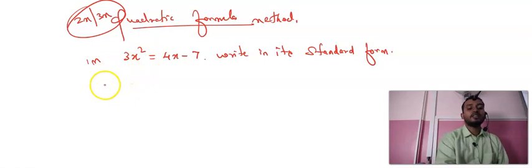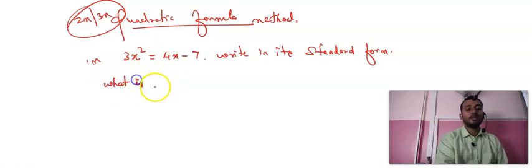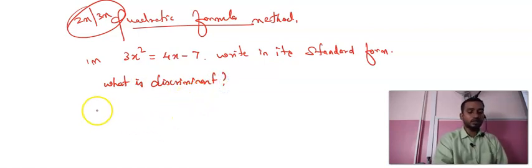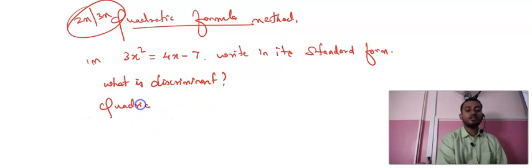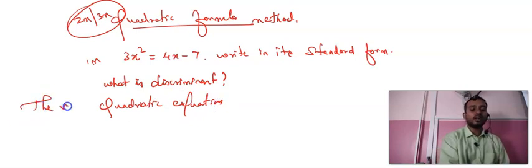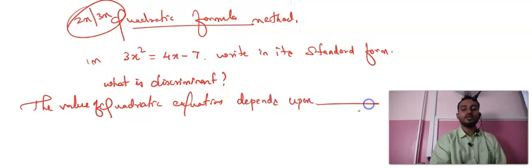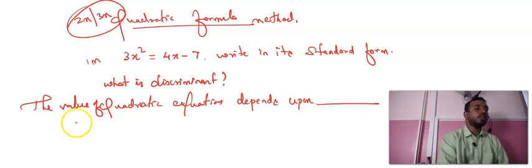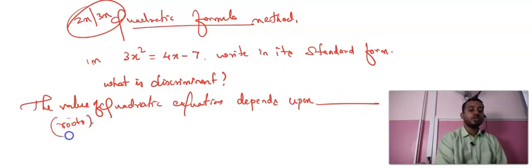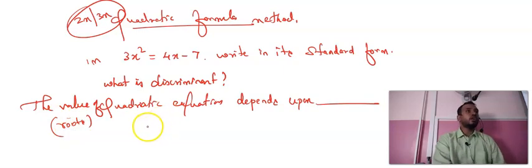And next they may ask you, what is the discriminant of a quadratic equation? Or, the roots of the quadratic equation depend upon dash. The roots of the quadratic equation, or the value of the quadratic equation, depends upon what?